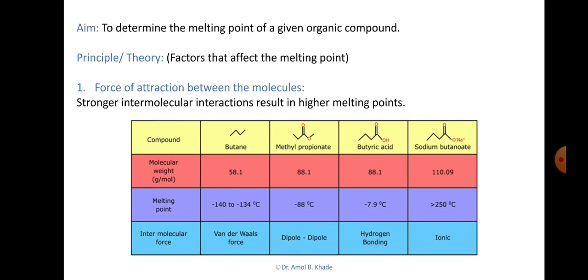Then when we move from butyric acid to sodium butanoate, where there is an ionic interaction, you can see there are ions, the sodium ion is there, so it has positive and negative charges, so it holds the molecule very tightly because of this ionic interaction, and because of that it is quite difficult to break down this molecule by the application of heat. So you can see this sodium butanoate has a melting point of more than 250 degrees Celsius. So these are the factors which really affect the melting point of your molecules. What are the two factors? One is the size of the molecule, and second is the force of attraction between the molecules.